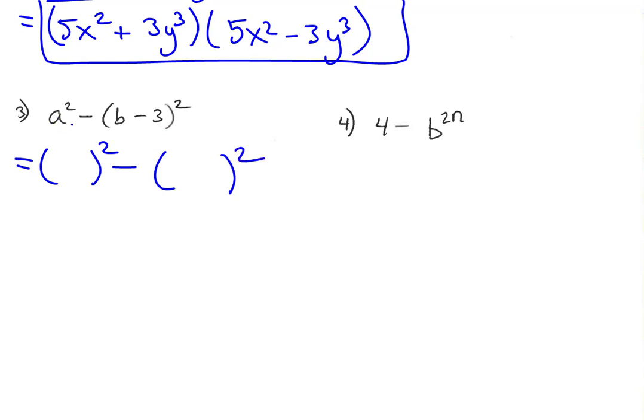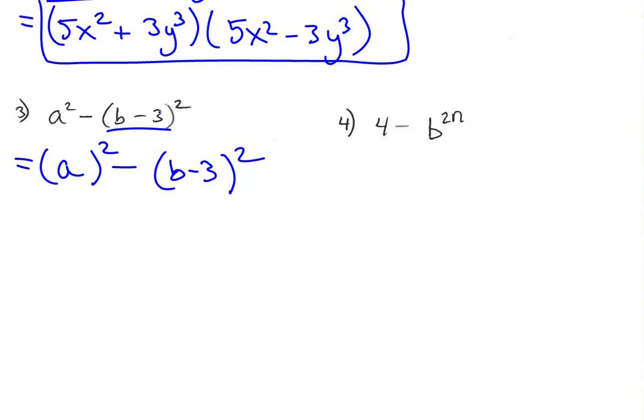If I just write the first term as a, I'll have a squared. Obviously, that is the first term. If I look at the entire set of parentheses, the binomial b minus 3, then that could be seen as my second term that's squared.